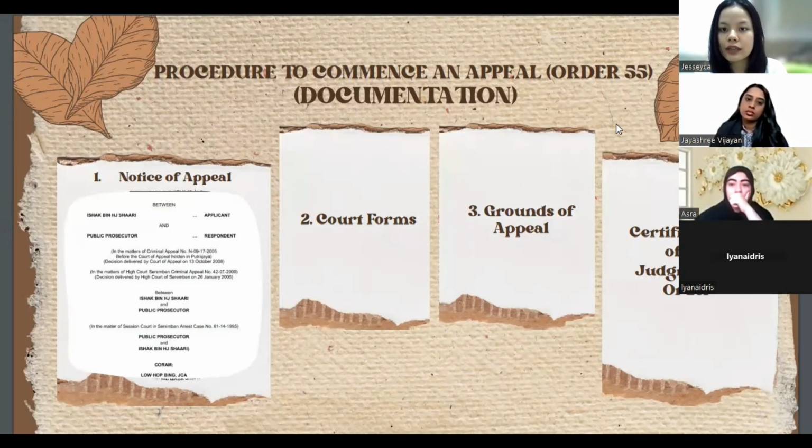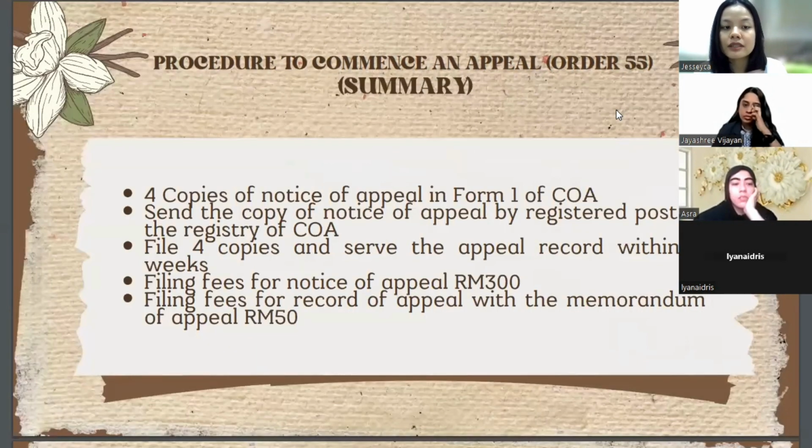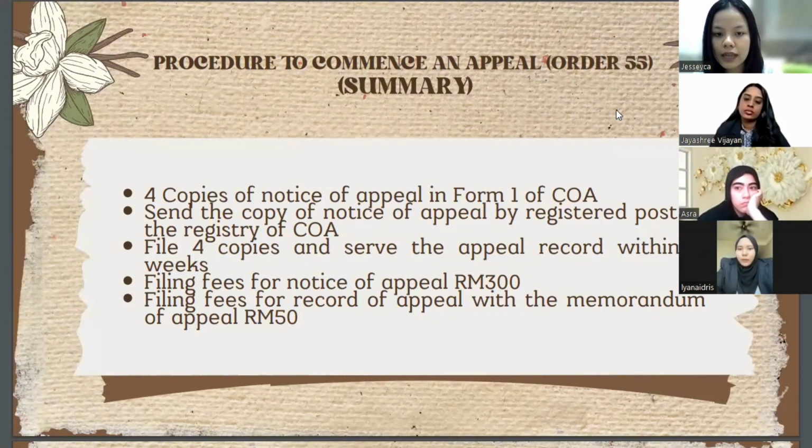So I will move to the next one. It will be the summary. The summary of the appeal procedure to the COA is: we should have 4 copies of the notice of appeal in Form 1 of the Rules of the Court of Appeal, to be filed at the registry where the decision is appealed from. The sum of 500 ringgit is to be lodged as security for costs. Then serve the notice of appeal on the respondent within the time limited for appeal. So it will be 1 month.